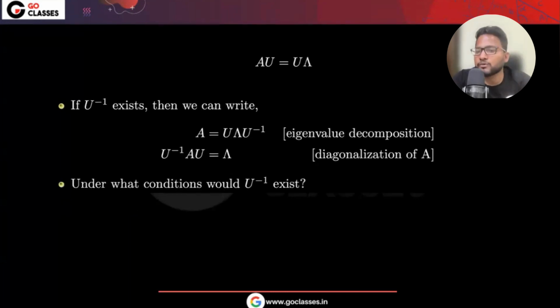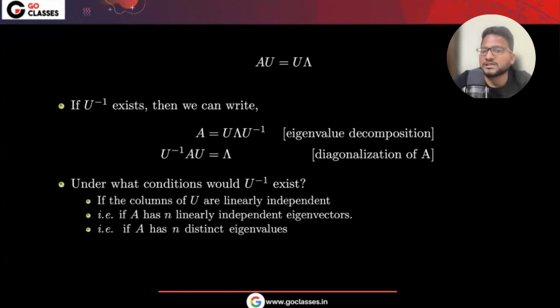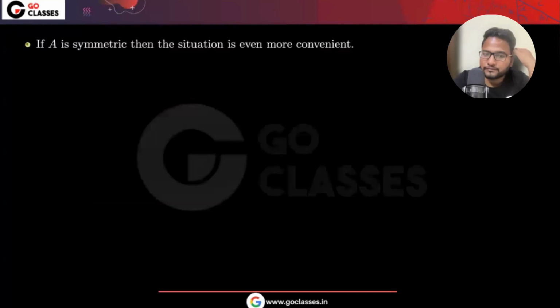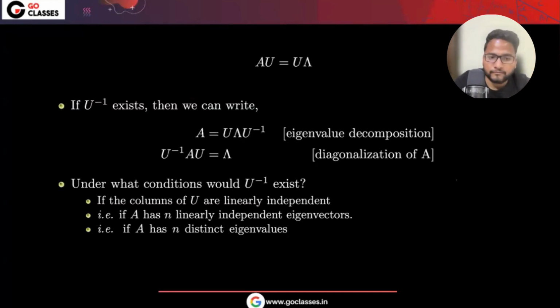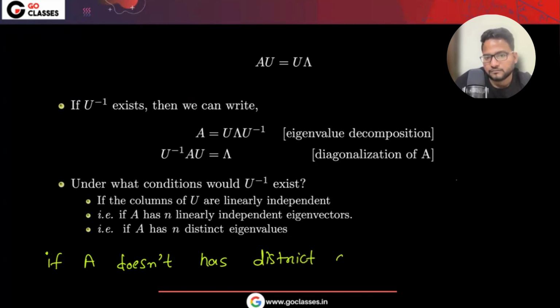So under what condition does U inverse exist, by the way? These are the conditions. If columns of U are linearly independent, that is, A has n linearly independent eigenvectors, that is, A has n distinct eigenvalues. What if A doesn't have distinct eigenvalues? Can U inverse exist? Tell me.